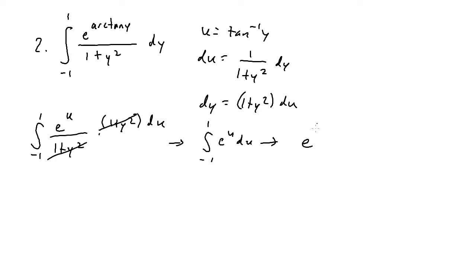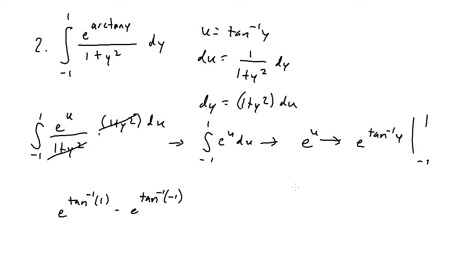So I'm going to replace the u, once again u is equal to arctangent of y. So we have e to the inverse tangent of y. Now we can go ahead and evaluate from the y bounds of -1 to 1. So when I plug in 1 for y, we'll get e to the inverse tangent of 1 minus, when I plug in -1, e to the inverse tangent of -1. Now in order to evaluate this, let's go ahead and draw the graph of arctangent of x.